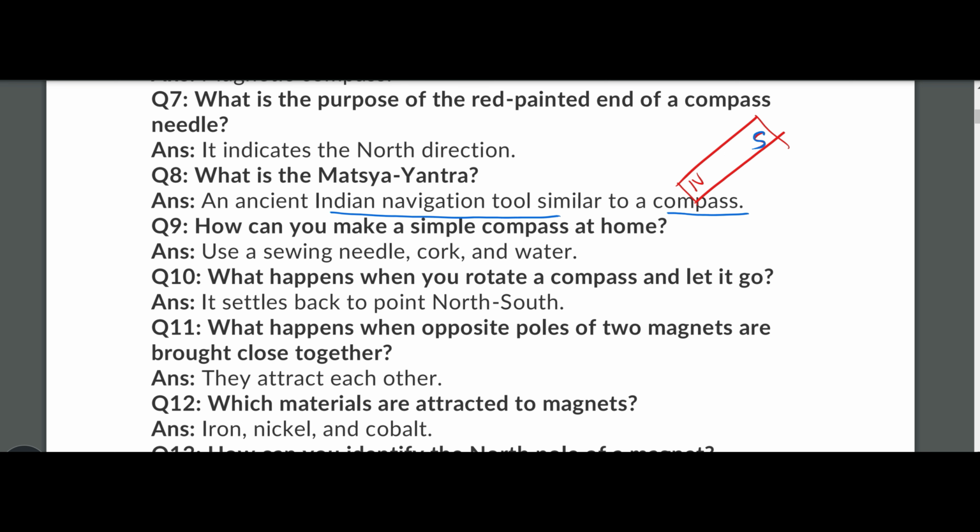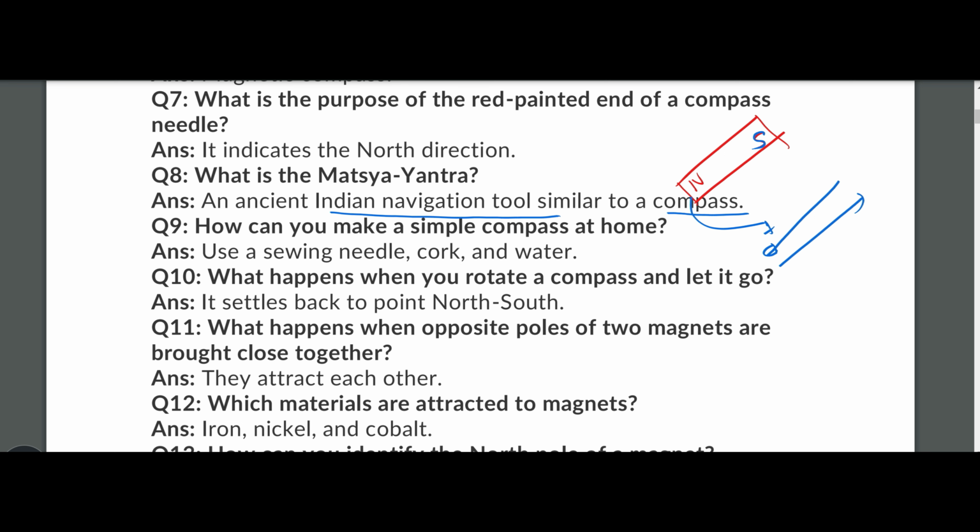How can you make a simple compass at home? Use a sewing needle, cork and water. By using these things we can make the compass. You take a sewing needle like this. Just magnetize it with the north pole of the magnet. You rub with this magnet in the same direction, using the north pole, and this needle will get magnetized. Afterward, you take this needle, insert it in a cork ball and place it in the water. Then it will show the north-south direction.